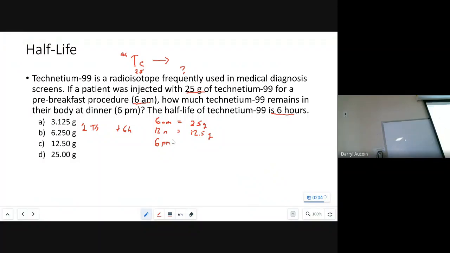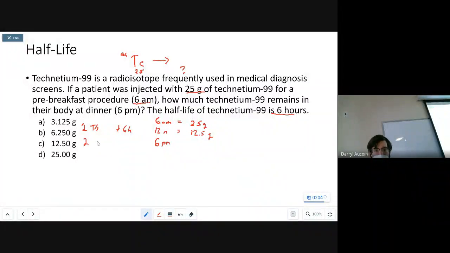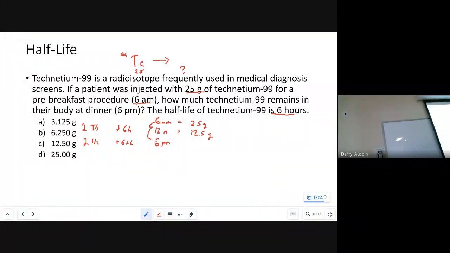You're probably gonna use a detector or something too, but just based on math, we could also say that, well, it's been 12 and a half, 6 hours. It's been a second half-life. So it's been another half-life there. So it's been 6 hours plus 6 hours, right? 6 a.m. to 6 p.m. Again, one half-life has passed. So 12 and a half, we can divide that by 2. And it goes down to 6.25 grams.